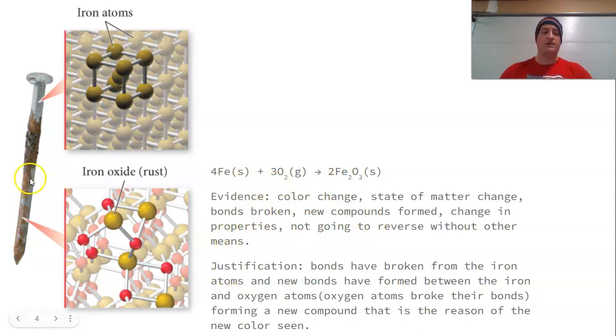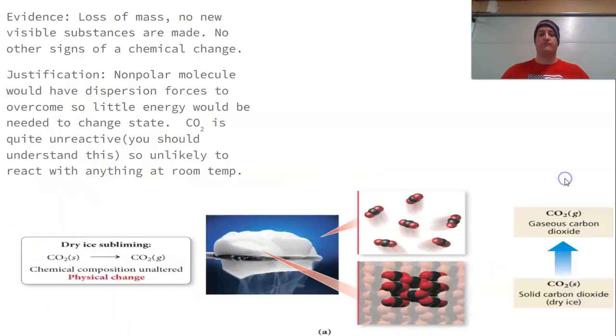Change in properties. I mean, color's one of them. If they gave you more information, something like iron has a different melting point than iron oxide. Not going to reverse without any other means. Justification, read through that. The idea that you're talking about the bonds being broken, new compound being formed. This gives the reason of the color change. So all very critical when you're thinking of how does this occur and being able to justify how it occurs.